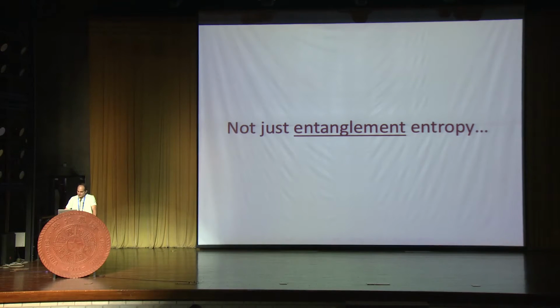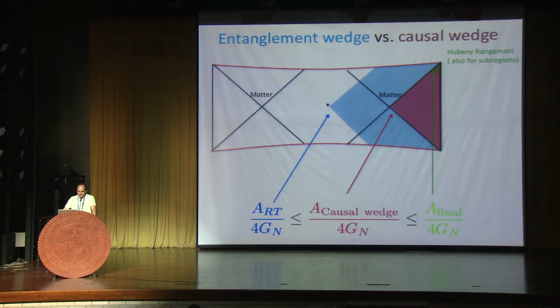Now, I should emphasize that there's been a lot of discussion of entanglement entropy, but the concept in the boundary theory is not always entanglement entropy. There are other forms of entropy. And this is clear when we consider the distinction between entanglement wedge and causal wedge.